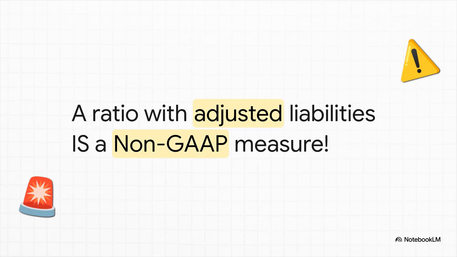Let's say a company presents a current ratio using GAAP current assets, but they decide to tweak the denominator. They adjust the current liabilities to exclude amounts that are required by GAAP. What happens then? Well, because even one tiny piece of that ratio is adjusted away from GAAP, the whole entire thing instantly becomes a non-GAAP measure. The purity is broken, and boom, the SEC rules immediately apply.